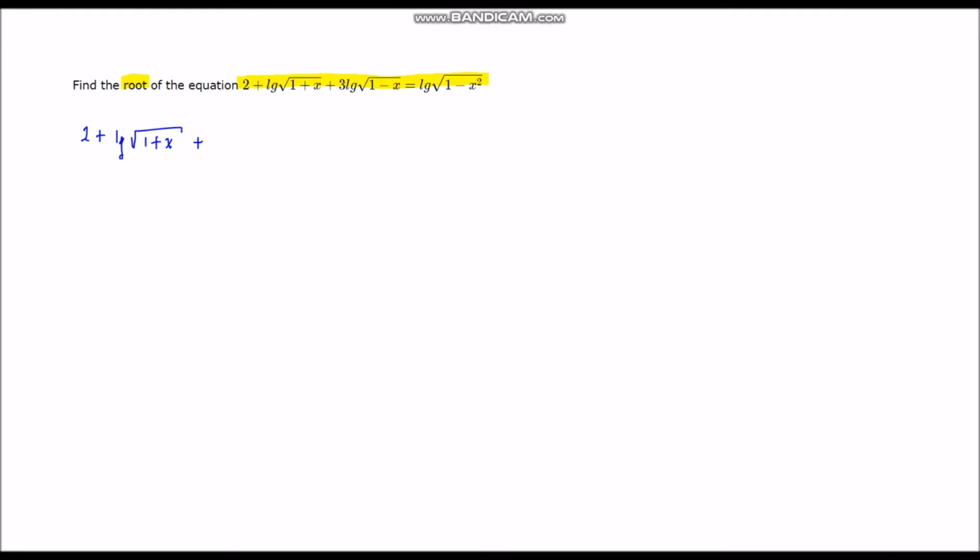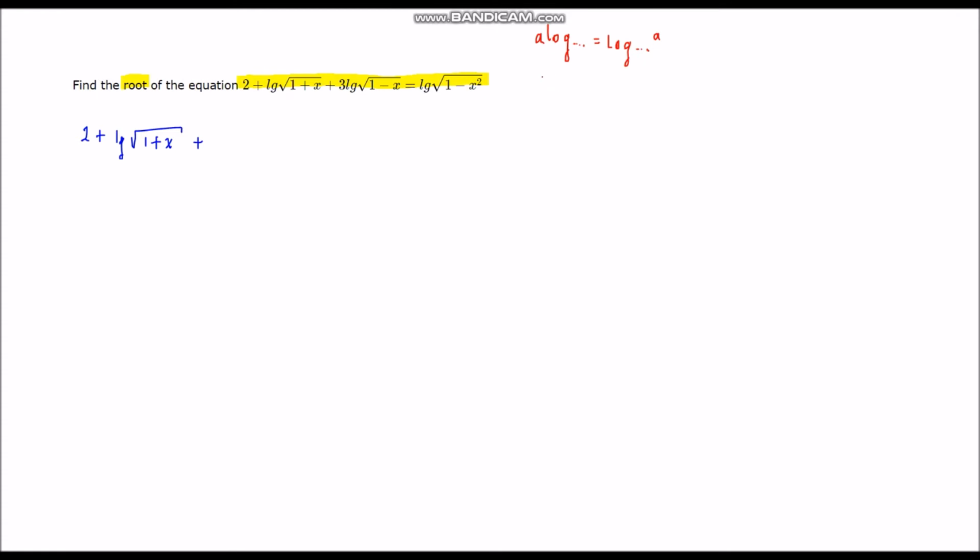Now, since 3 is the coefficient of log of root of 1 minus x, I want to bring 3 to the power because there is, let's recap, a log identity. This is one of the logarithm identities. So let's say we have a coefficient a log something, a log something is equal to the log of that something to the power of a, right?